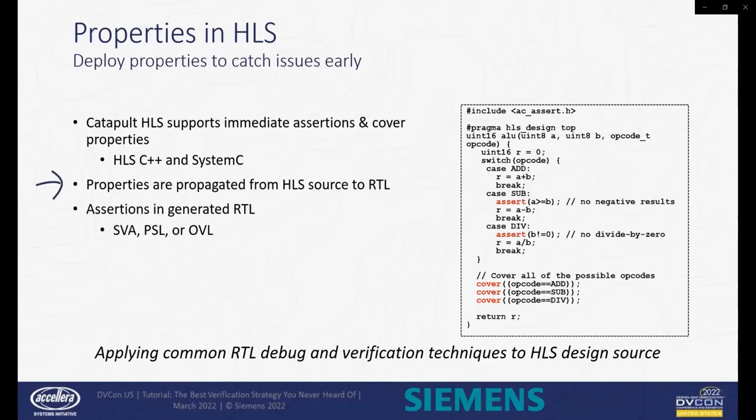These assertions and cover properties will propagate to the generated RTL as part of the HLS process. And whereas most Verilog users prefer to see them in the form of SystemVerilog assertions, you can also have Catapult produce PSL or OVL assertions instead.